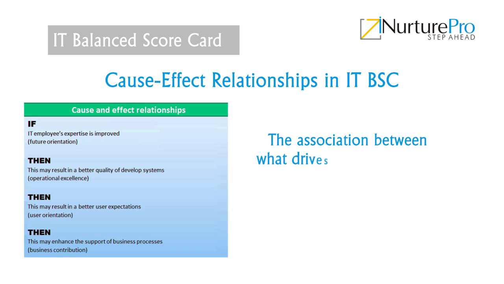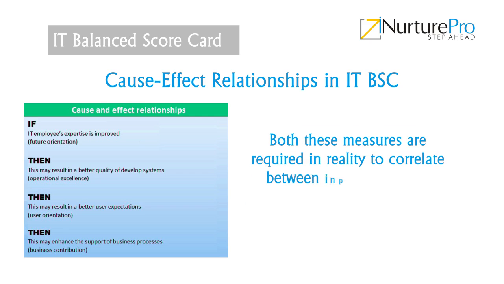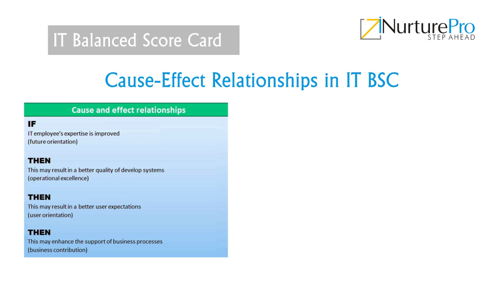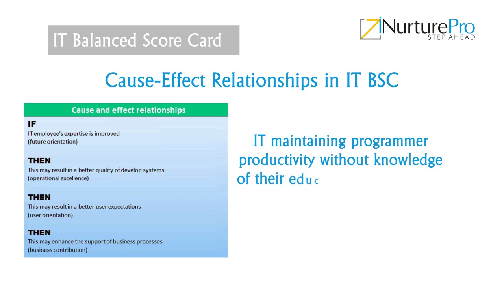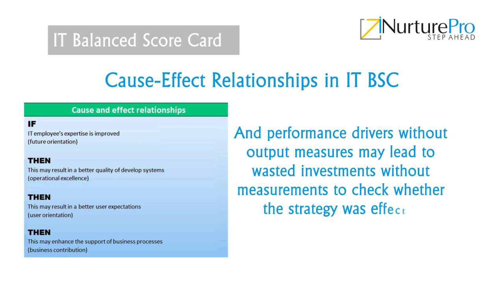The association between what drives the performance and the outcome metric is very important and should be clear right at the beginning. Both these measures are required in reality to correlate between input and output. For example, IT maintaining programmer productivity, such as function points per person-month, without knowledge of their educational background is of no use, and performance drivers without output measures may lead to wasted investments without measurements to check whether the strategy was effective.